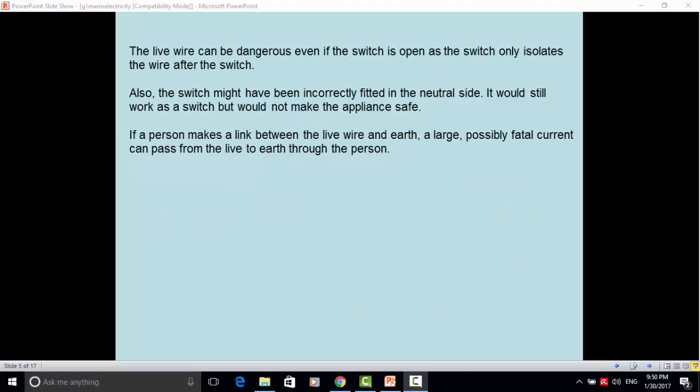The live wire can be dangerous even if the switch is open, as the switch will only isolate the wire after the switch. Also, it might have been incorrectly fitted in the neutral side. It would still work as a switch, turning the appliance on and off, but would not make the appliance safe. If a person makes a link between the live wire and earth, a large, possibly fatal current can pass from the live to the earth through the person.